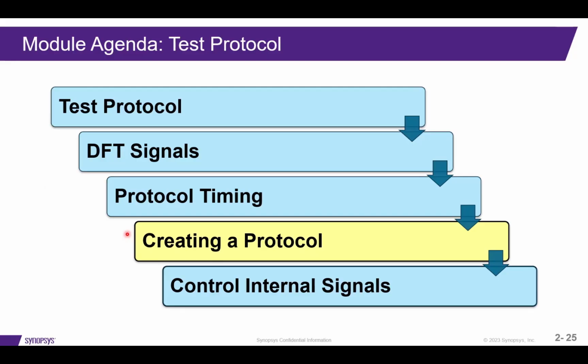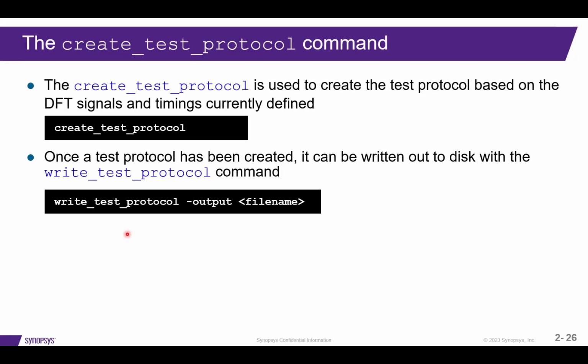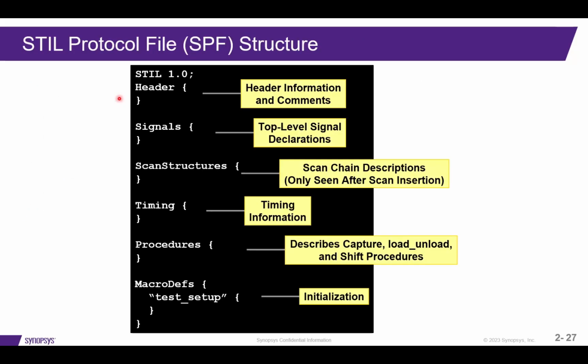Next, let's talk about creating the test protocol. Once you have defined the signals and timings, you can use the create_test_protocol command to create the test protocol. And once this has been created, you can write the test protocol out to disk using the write_test_protocol command. In Fusion Compiler, the test protocol is written in STIL format, and therefore we usually refer to test protocols as STIL protocol file, or SPF.